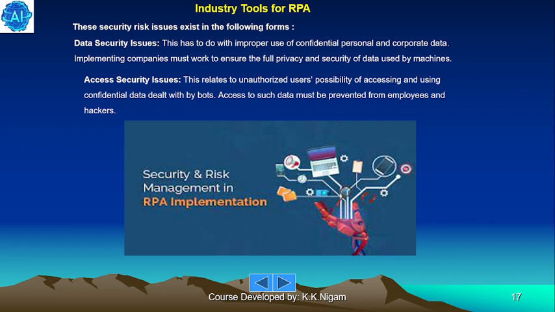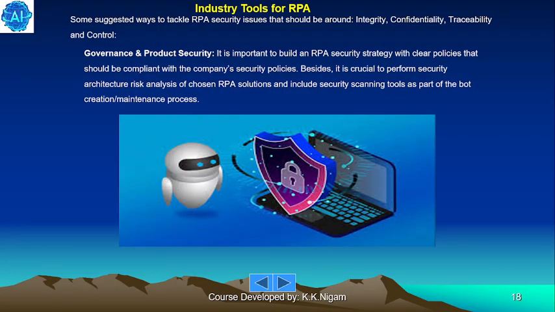These security risk issues exist in the following forms. Data security issues. This has to do with improper use of confidential personal and corporate data. Implementing companies must work to ensure the full privacy and security of data used by machines. Access security issues. This relates to the possibility of unauthorized users accessing and using confidential data dealt with by bots. Access to such data must be prevented from employees and hackers. Some suggested ways to tackle RPA security issues should be around integrity, confidentiality, traceability, and control.